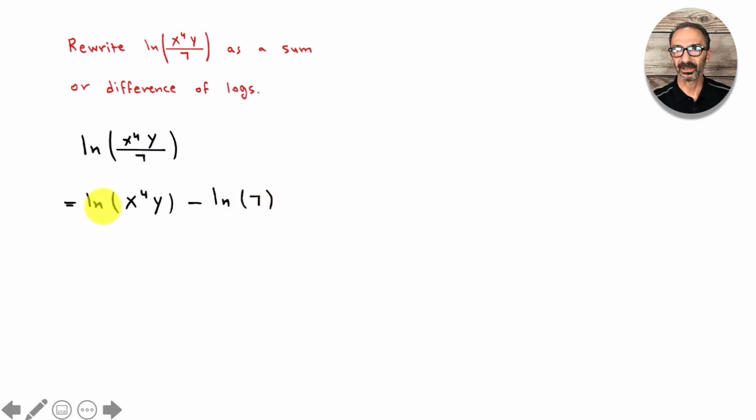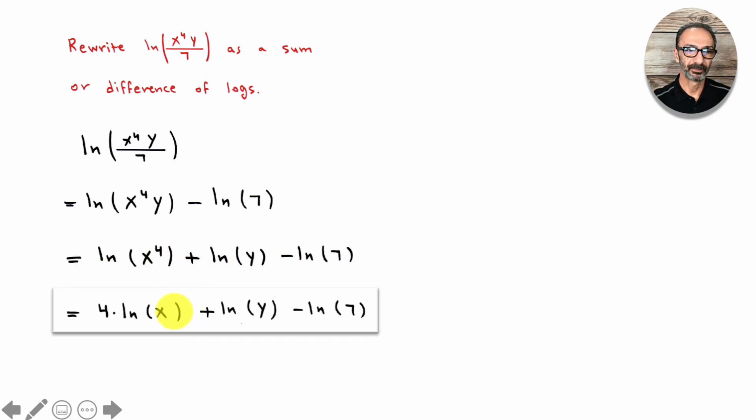I don't know if I said log, it's the same thing. ln x to the power 4y minus ln 7. This is a product, so I'm going to split that and say ln plus ln, as you can see. Then I'm going to take the 4 up front and apply the power rule, and we're done.